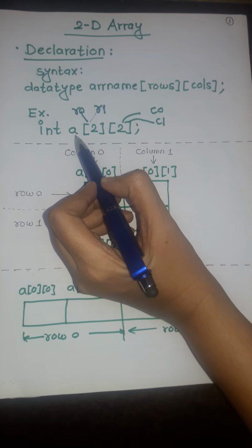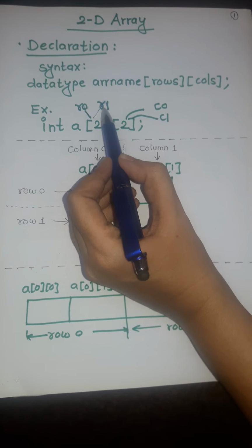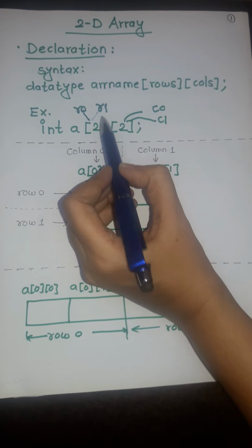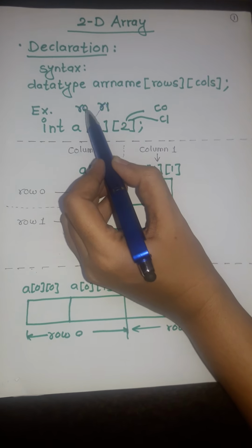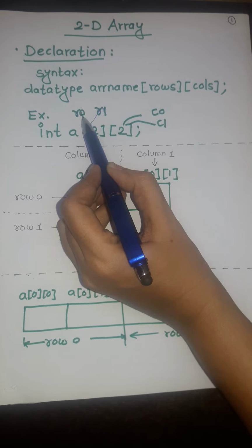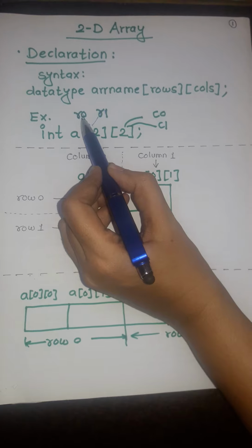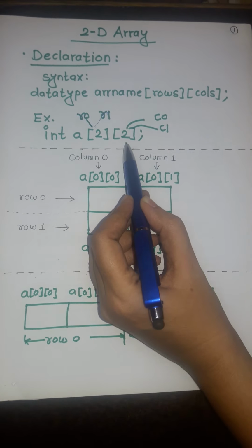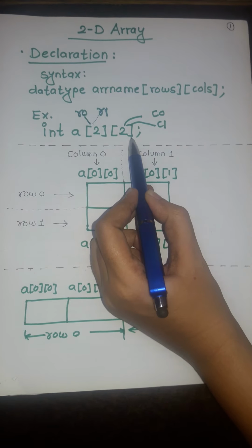A is the name of the array. There are two rows in the array, that is row 0 and row 1. We know that array index always starts with 0 to n minus 1. So here the size of rows is 2, so it will start from 0 to n minus 1, that is 2 minus 1, 1. So there are two different rows, row 0 and row 1. Similarly, there are two different columns, that is column 0 and column 1. So this is the syntax.